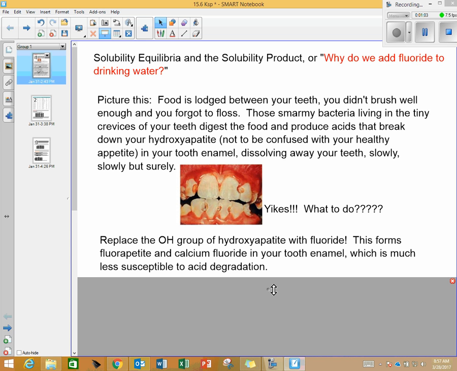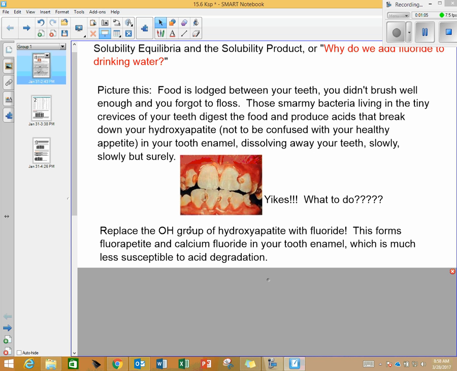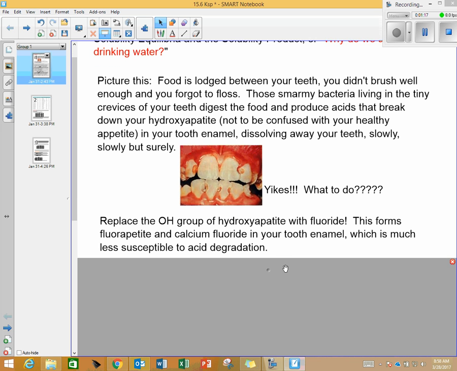Well, let's see. So we're going to get rid of the hydroxyapatite by replacing the hydroxyl group with fluoride. I'm hoping that you read this earlier when I was talking. We form fluoroapatite and calcium fluoride on your tooth enamel. This helps your tooth enamel because it will no longer be as susceptible to acid degradation.